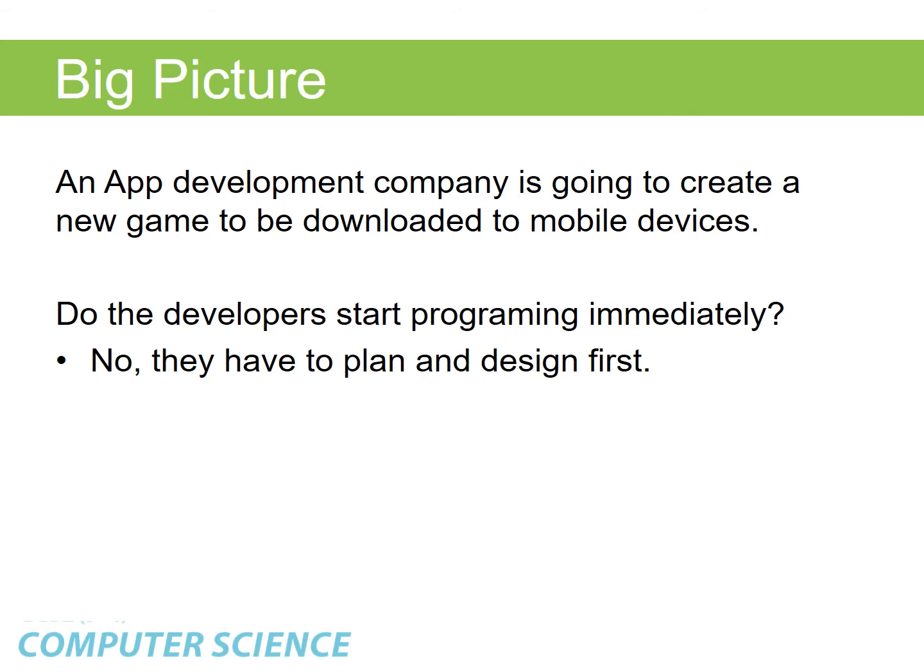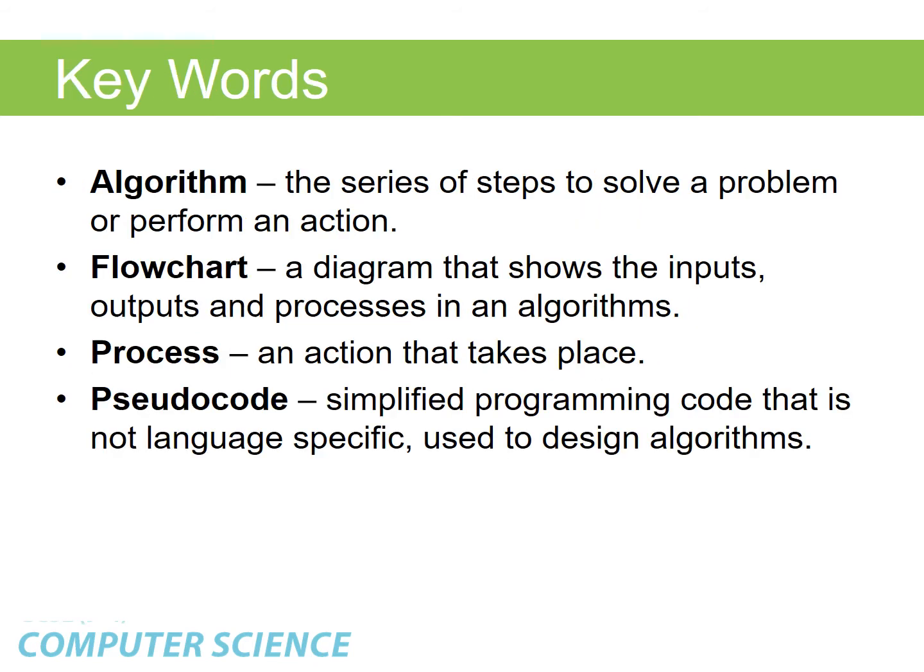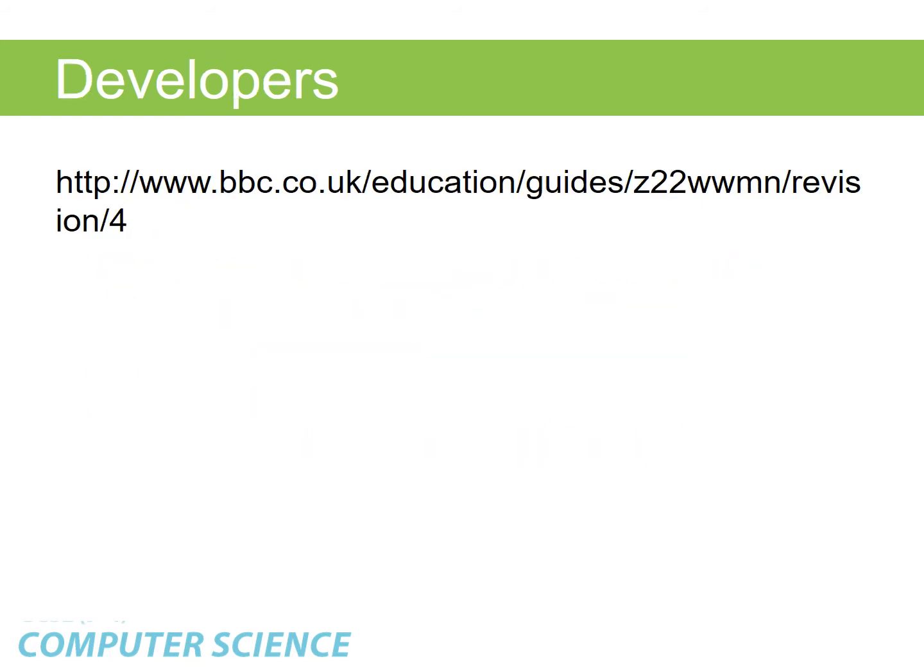Can you think of the software development method where they do jump in and start programming? Hopefully you should have talked about extreme programming. Now, last lesson we looked at what is an algorithm, we looked at flowcharts, and today we're looking at pseudocode. Remember, this is a simplified programming code that is not language specific. This means that people can work together.